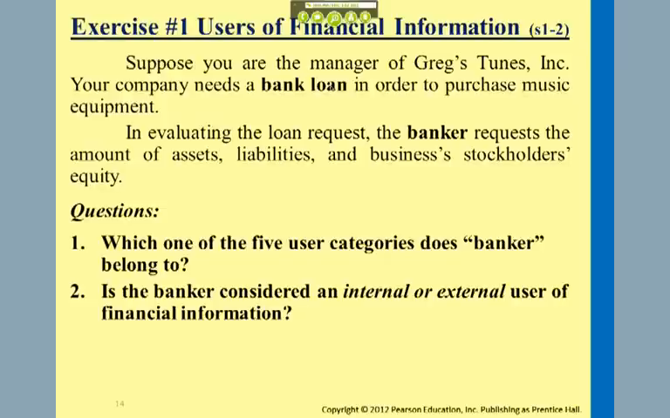The problem tells you, suppose you're the manager of this company and you need a bank loan. You need to request a loan from the bank in order to purchase new equipment. Say the business just started and doesn't have enough money. In evaluating the loan request, the banker requests information related to assets, liabilities, and stockholders' equity, which are the information that later, when we talk about financial statements, you'll learn are represented in the statements. Basically the banker is requesting statements in order to decide whether or not to lend money to the corporation. The question here is, which of the 5 categories that we mentioned earlier would a banker fall into?